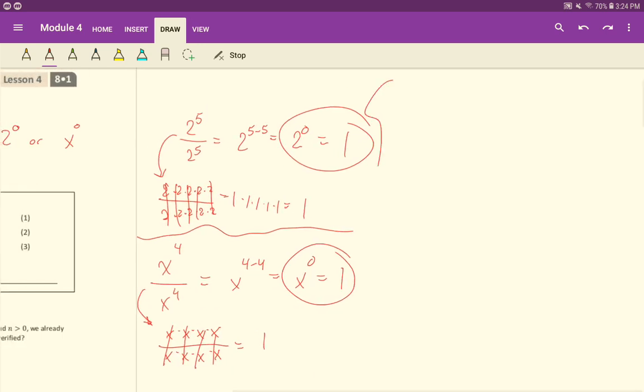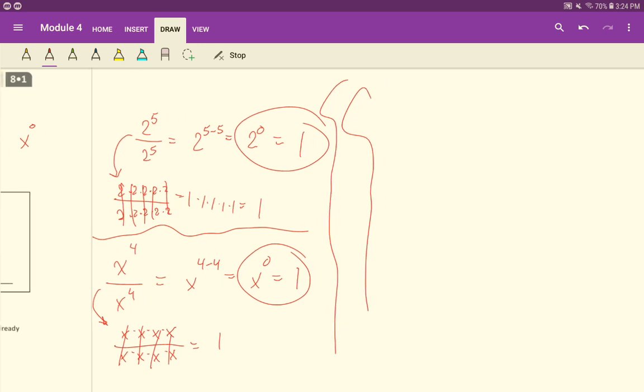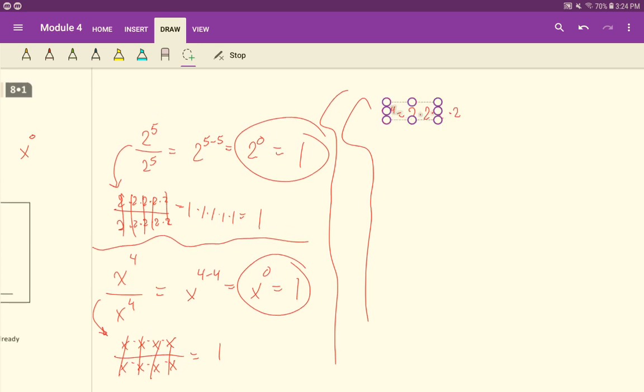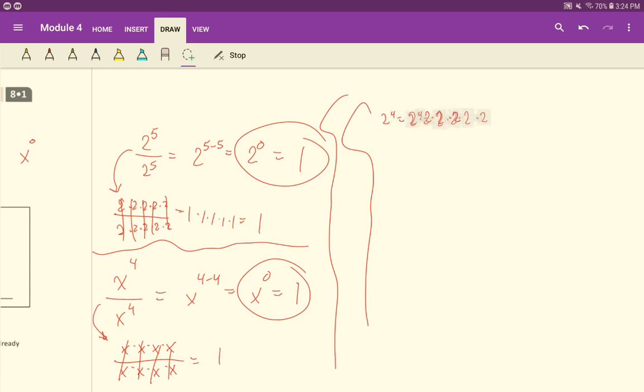Another argument that you can make to show that something to the 0th power is 1 is by using patterns. This will be helpful in later lessons when we talk about negative exponents. So for example, I'll go back to 2 here. Let's say we have 2 to the 4th, which is 2 times 2 times 2 times 2, which we know is 16.